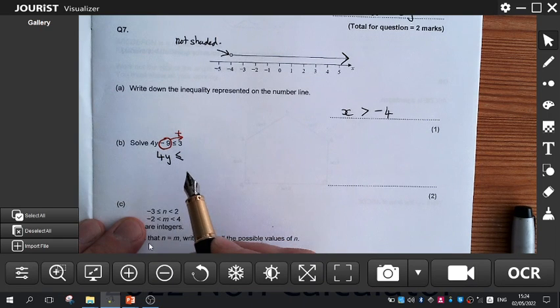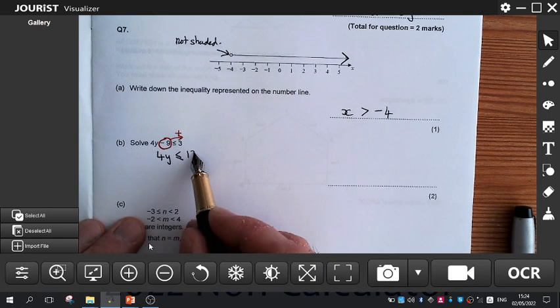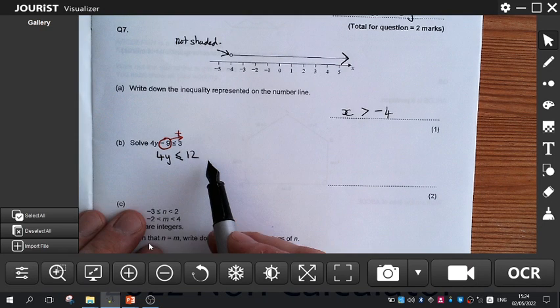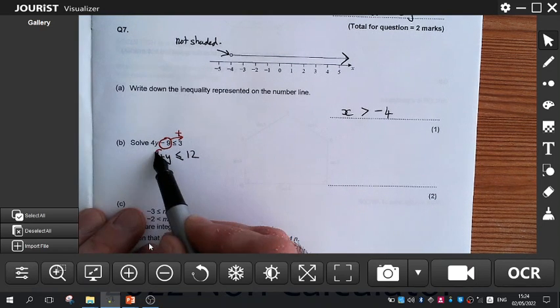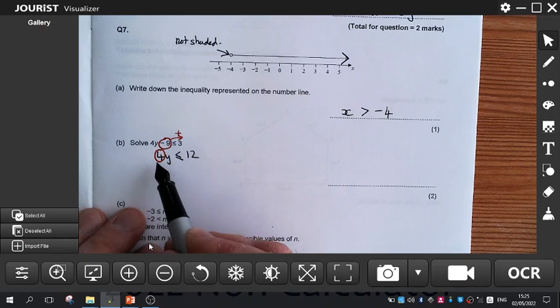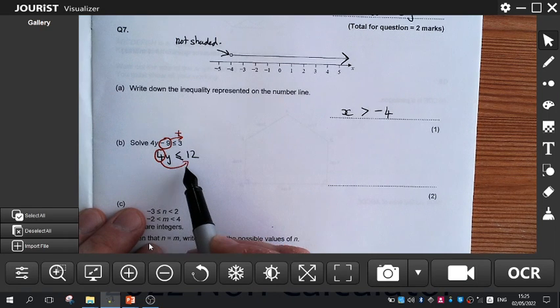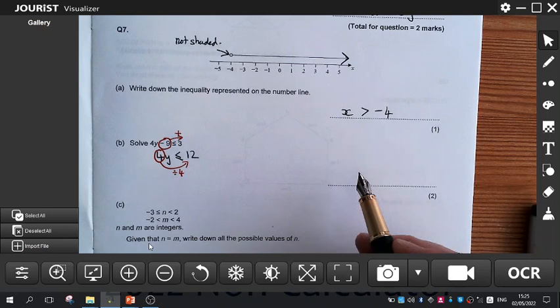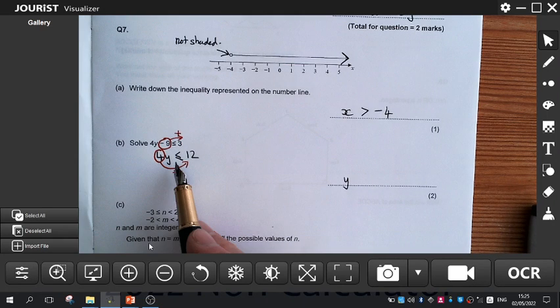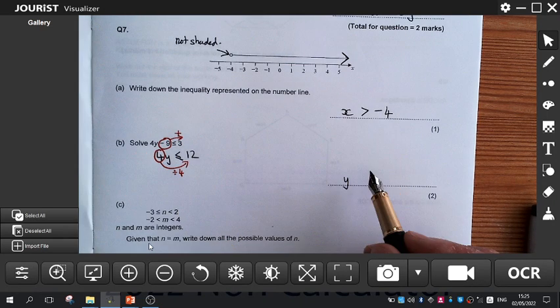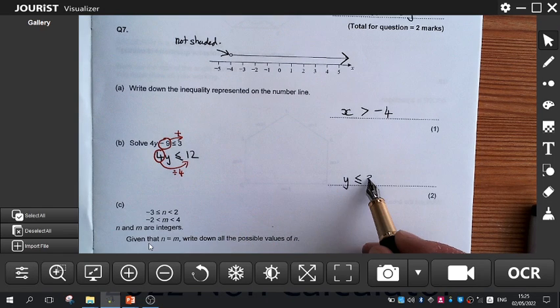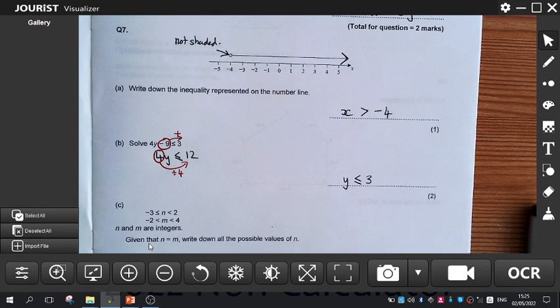3 add the 9, 12. We're almost there. Now I just have to get y on its own. 4 was multiplying y, 4 times y, so as we move it, it will divide by 4. On the dotted line we can write y, do not write an equal sign, copy the inequality instead, and 12 divided by 4, 3. We move to part C of the same question.